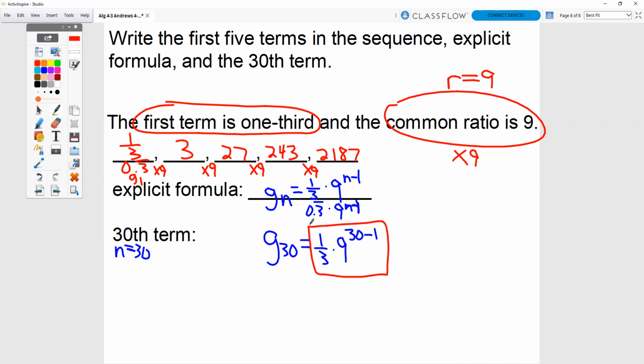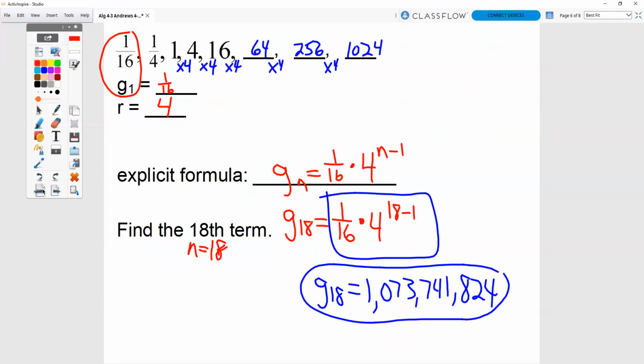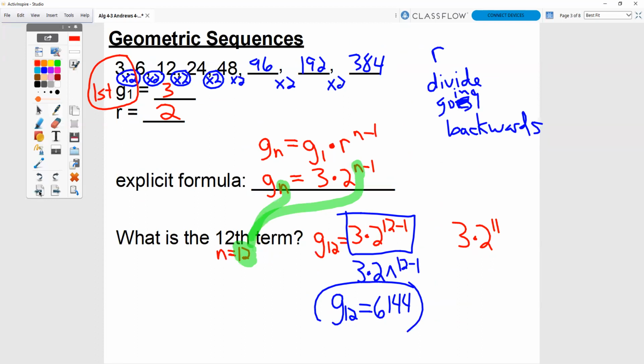1/3 times 9 to the 29th power, the G sub 30 or the 30th term in our sequence. Big, huge number, 1.570042899 times 10 to the 27th power. Again, 27 digits, 28 digits is way too big to fit on the screen. Again, just as a quick little reminder, if you can't figure out what the R is, what your common ratio is, divide the numbers by going backwards, all right? To find your R, divide the numbers going backwards if you can't figure out what you're multiplying by.